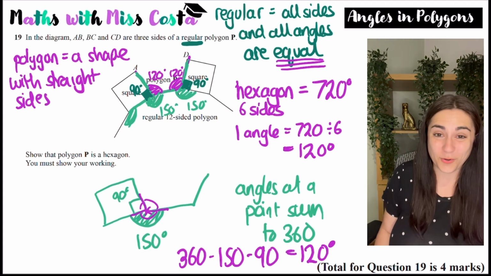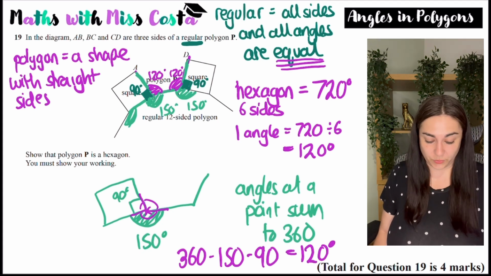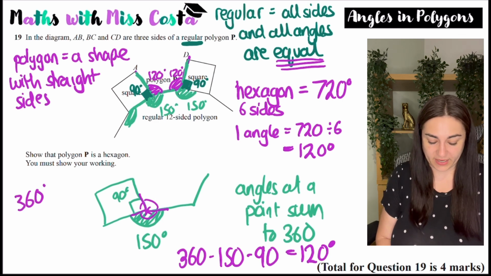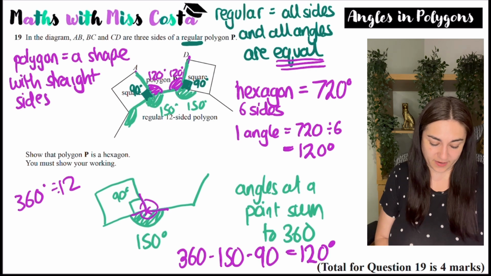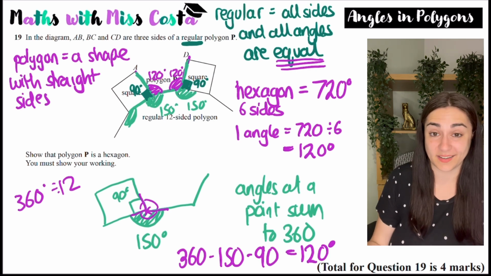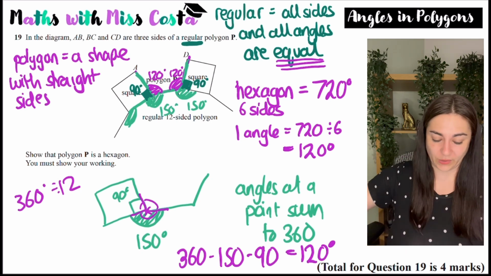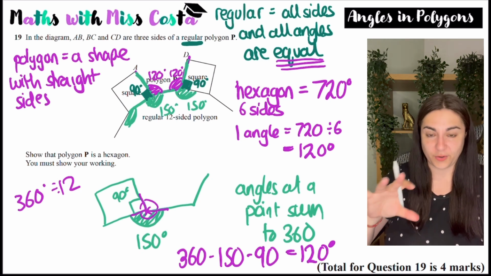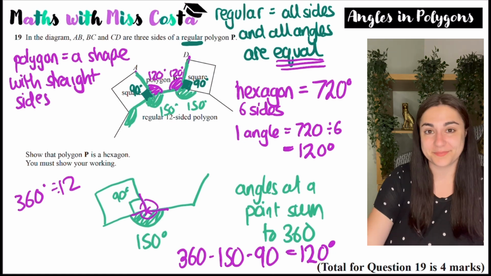Okay, so this is quite a long question. There is a shorter way that you could have done it in terms of, you know, that all exterior angles sum to 360. So 360 divided by 12 and done it that way. But I prefer the other way because it just shows a little bit of a better kind of understanding, and you can work through it that way.